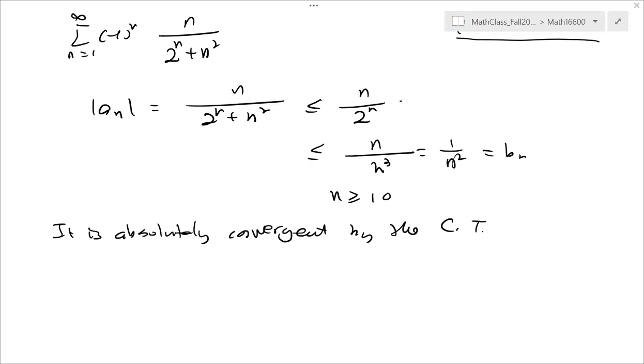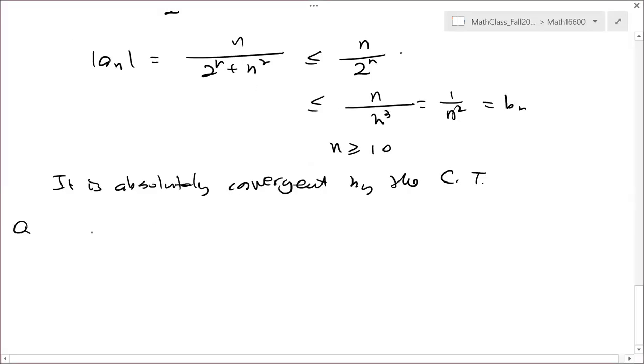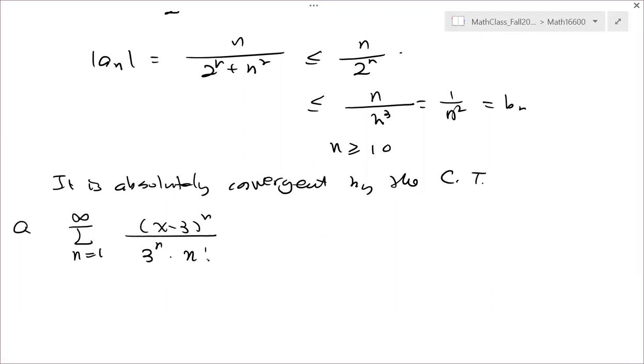So this is about power series, okay? You're given this power series. We want to know whether it's convergent. So there are two questions again. One is about the radius of convergence, and then you have to look at the endpoints, so you determine the interval of convergence.